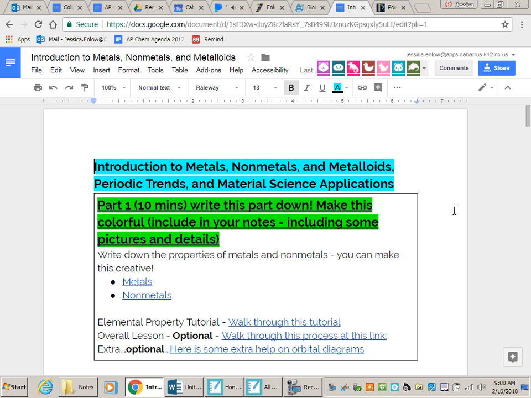When you get to that document, it looks like this. It has a series of parts. First part's kind of individual. You're going to walk through just properties of elements, so metals versus non-metals versus some of the similarities that they could contain. There are 2 links for that.